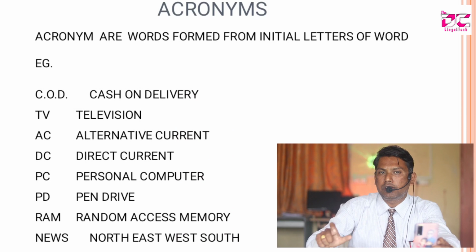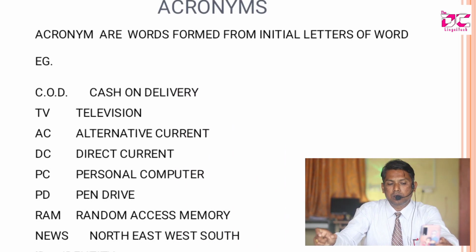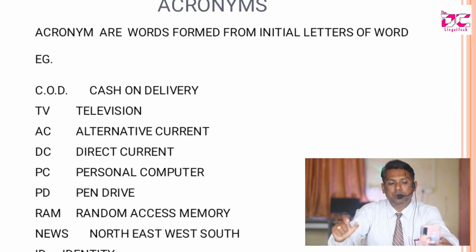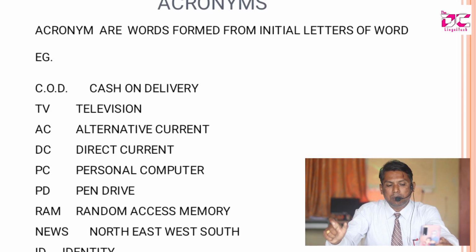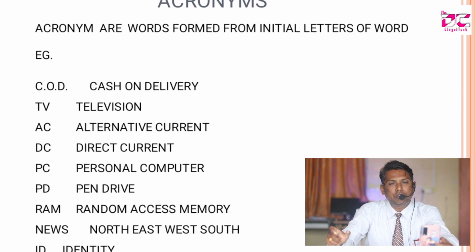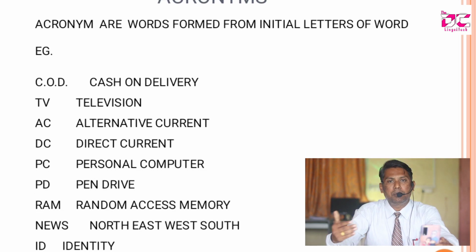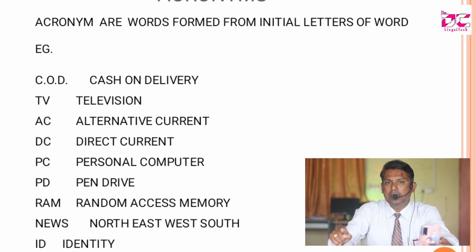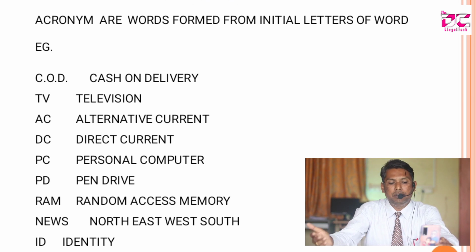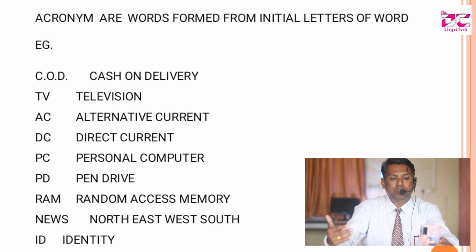And the last one is acronym. In an acronym, we take initial letters of every word. So let's say cash on delivery. We take three words, COD. So COD becomes the acronym for cash on delivery. Sometimes we take letters from a single word, like television. We have taken T from tele, and from vision we have taken V. So we say TV instead of saying television. So TV is an acronym for television.